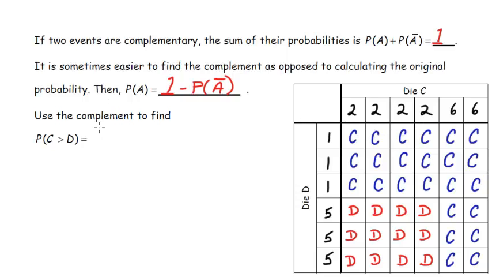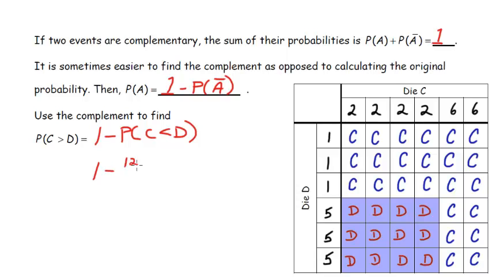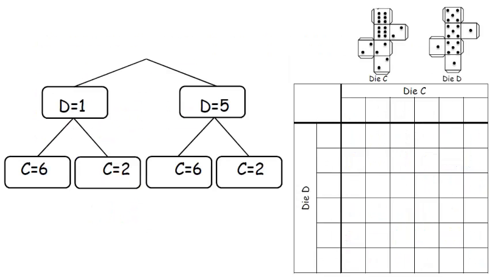So some students said, well, this is going to be 1 minus the probability that C loses. So you said, all right, well, this is 1 minus, where does C lose? Well, C only loses right here 12 out of 36 times. So this would be 24 out of 36, which is 2/3. So another way that we might represent this is with a tree diagram. I'm still looking at that same question. What's the probability that C is greater than D?